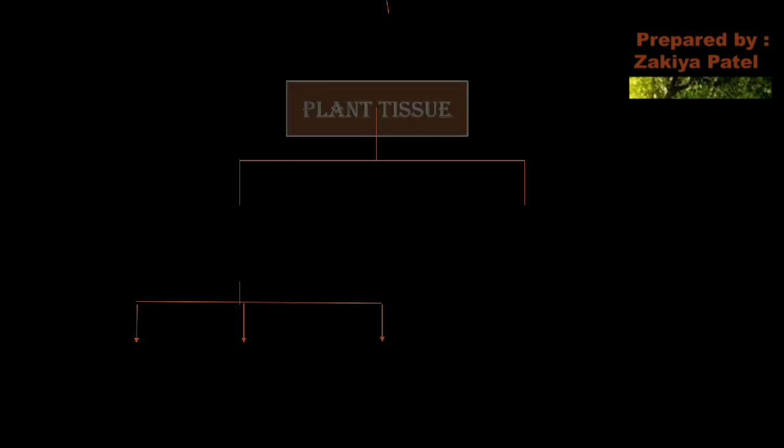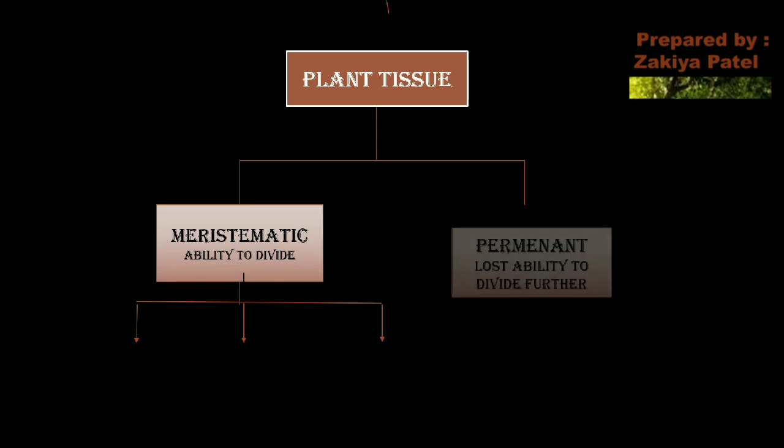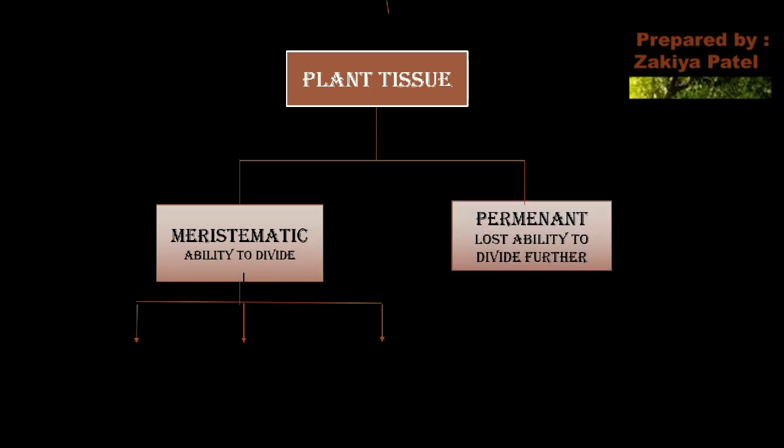Plant tissue is mainly categorized into two parts: meristematic tissues and permanent tissues. Meristematic tissues have the ability to divide, whereas permanent tissues lose the ability to divide further. We will learn permanent tissue afterwards. Now we will learn meristematic tissue, which has the ability to divide.